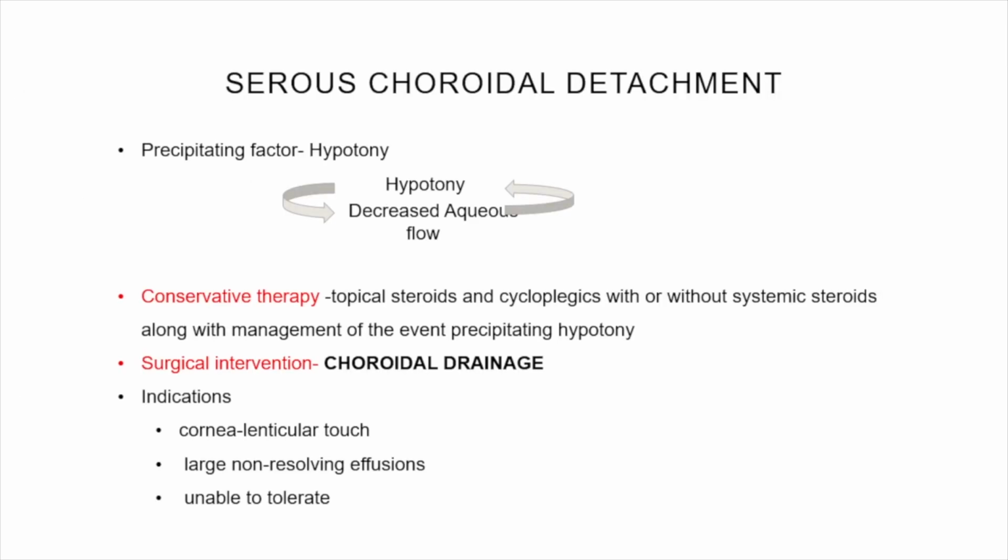Now, the second reason for a shallow AC with low IOP is a serous choroidal detachment. The precipitating factor of a serous choroidal detachment is usually a hypotony. The detachments may further reduce the aqueous flow and start a vicious cycle. Most cases usually resolve on a conservative therapy that consists of frequent topical steroids and cycloplegics with or without systemic steroids, along with the management of the event of the precipitating hypotony. One should rule out the inherent use of aqueous suppressants also.